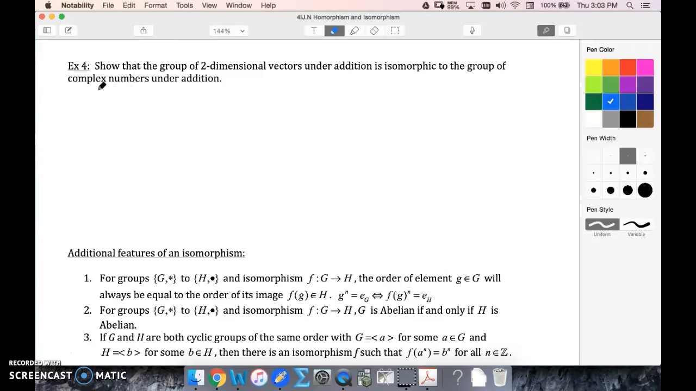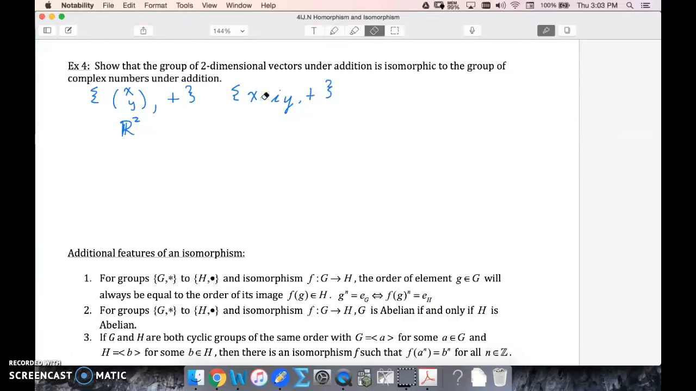So we could have our first group be all the vectors that are some x, y, and we've got that over addition. So this is, we're going from real number squared. So we've got x dimension, y dimension of real numbers. And our second group is the complex numbers. So that's going to be some x plus i y. And we're also looking at addition as our group.